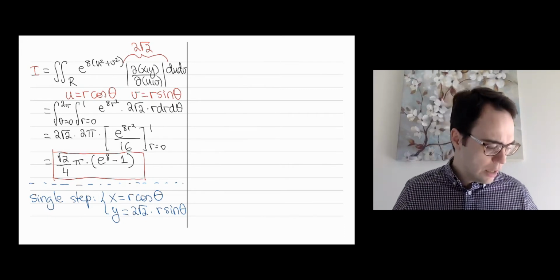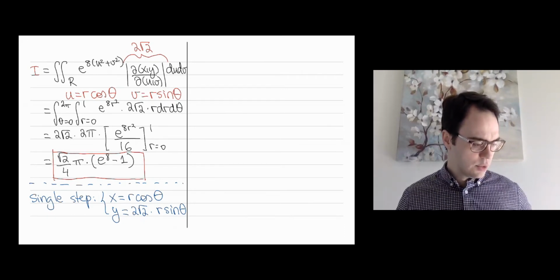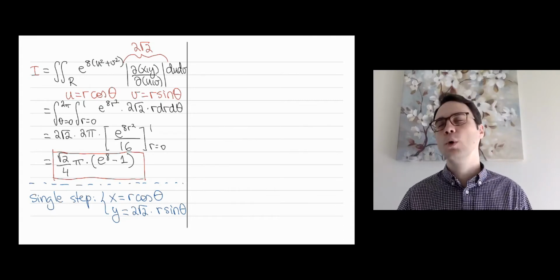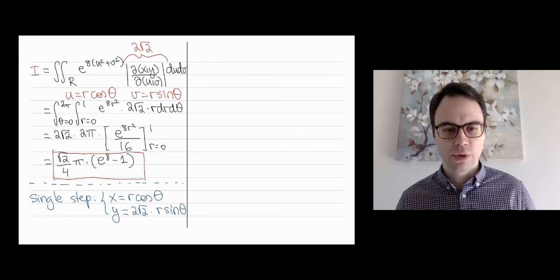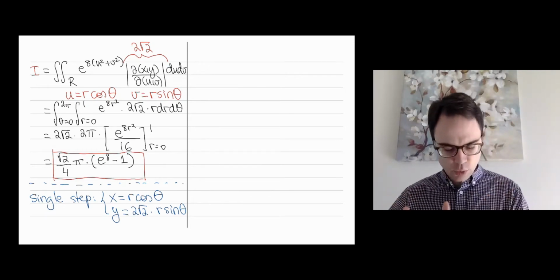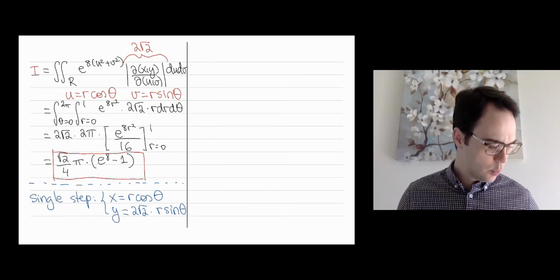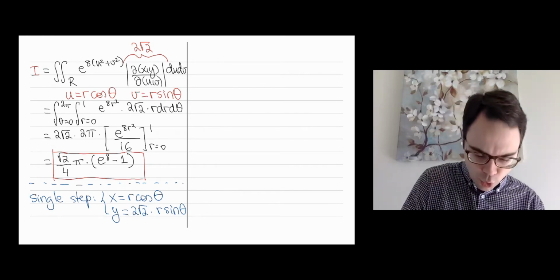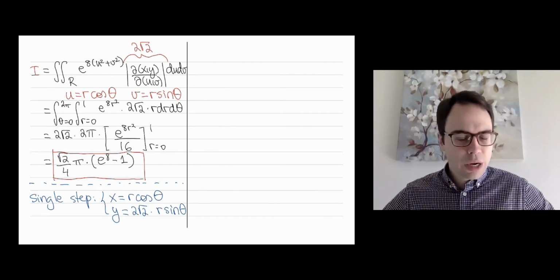So it might have saved time, but I think it's important to emphasize that we don't have to rush through things most of the time. It's usually best to do one small operation at a time. Okay, so we're ready for the next problem.